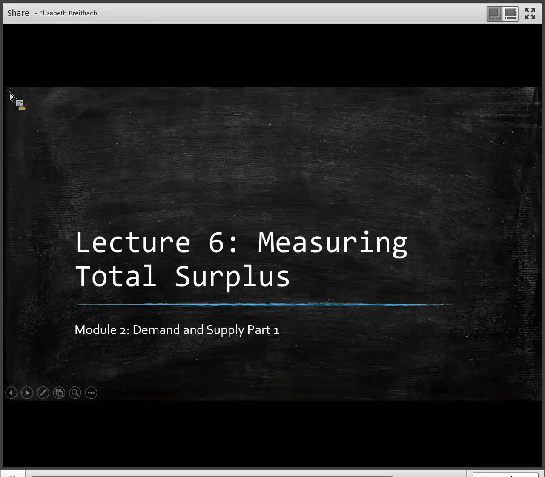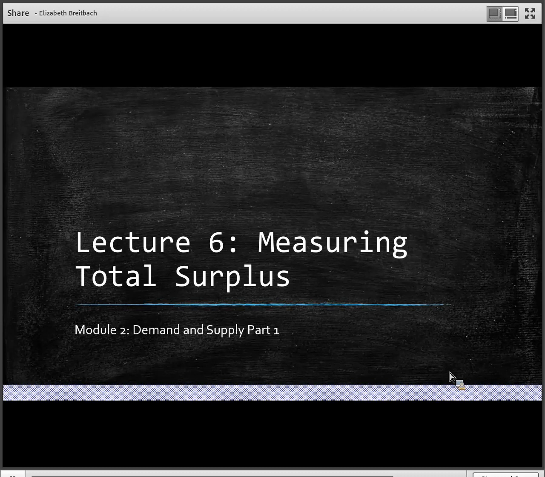In our final lecture of Module 2, we are going to be calculating total surplus. We've spent some time talking about consumer surplus and producer surplus. What we're going to do is start to talk about these a little bit more in depth. Exactly how do we calculate consumer and producer surplus, both at the individual level and at the market level? And then how do we determine total surplus for the market?